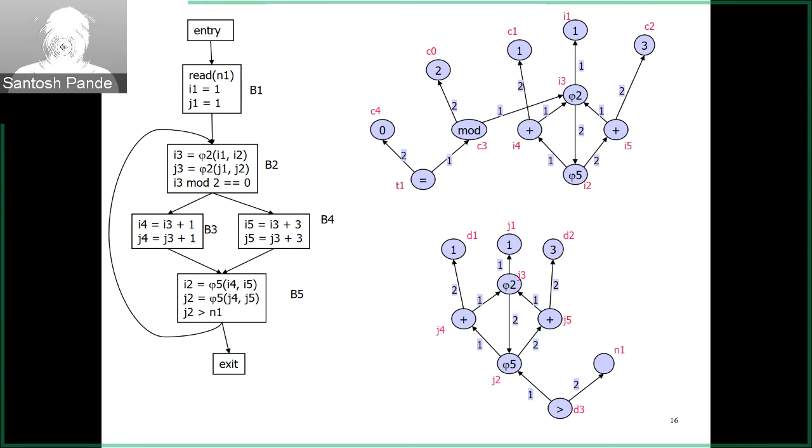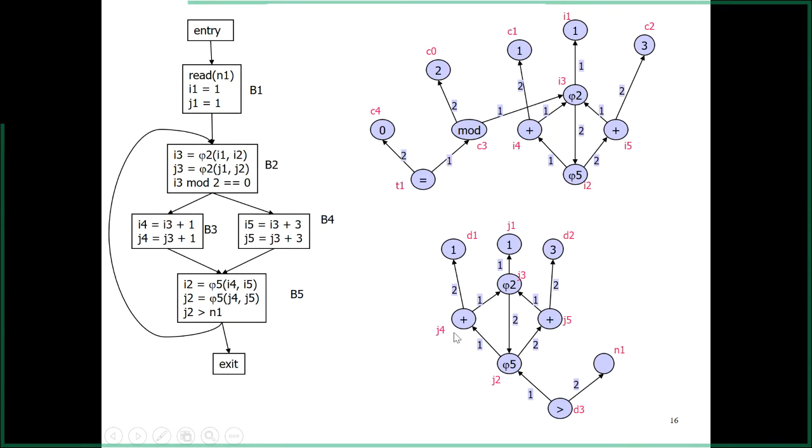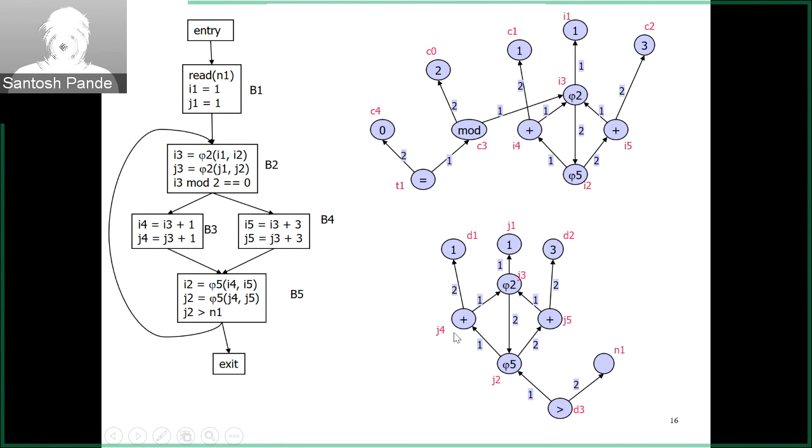For example, it's easy to see why I4 and J4 are equivalent: their operand number 2 is constant 1, operand number 1 is I3 and J3, and I3 and J3 are equivalent. Therefore, I4 and J4 are equivalent.